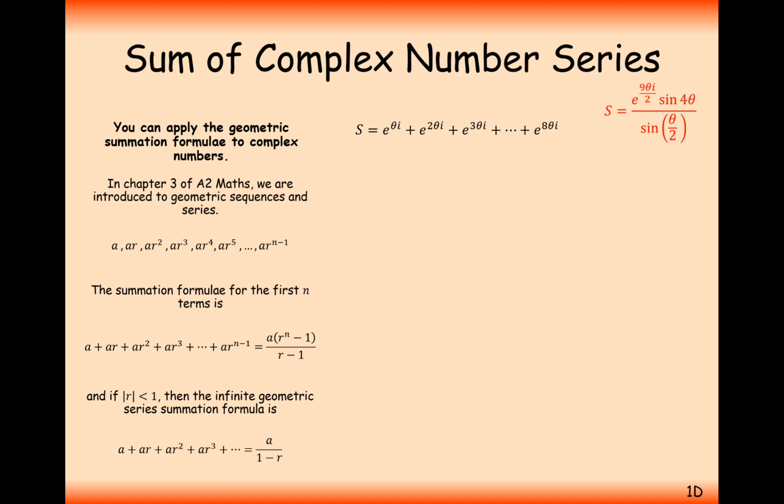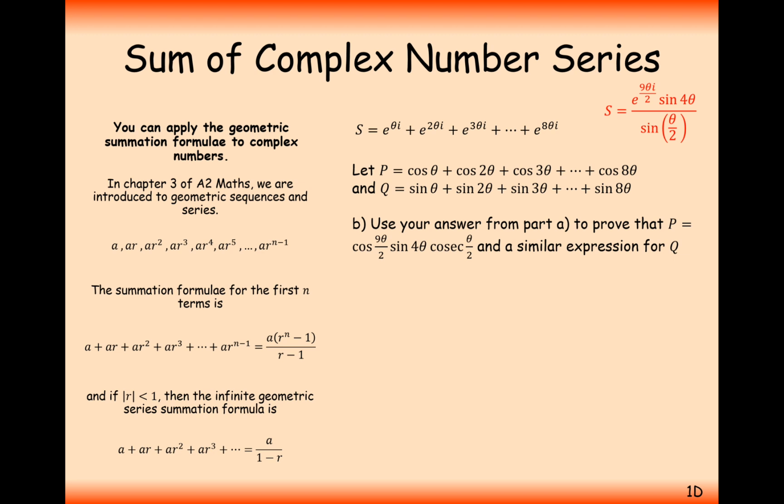Bringing in part B now. Let P equal cos theta plus cos 2 theta plus cos 3 theta all the way up to cos 8 theta, same for sine. Use your answer to part A to prove that P is equal to this expression here, and find a similar expression for Q. So what we're going to do is we're going to consider P plus Qi, just strategically added together.